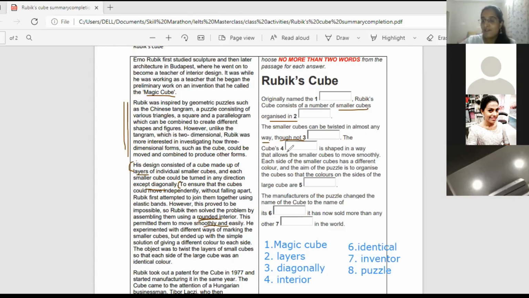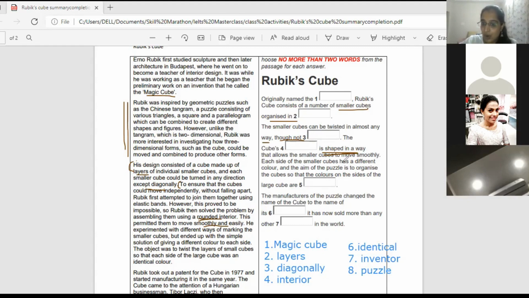Yes, ma'am. So if I say the cube's rounded interior, the statement is incorrect then. Is shaped in a way will not come. It will just directly be the cube's rounded interior allows the smaller cube. But what is given in the question is shaped in a way. So the cube's interior is shaped in a way that allows smaller cubes to move smoothly.